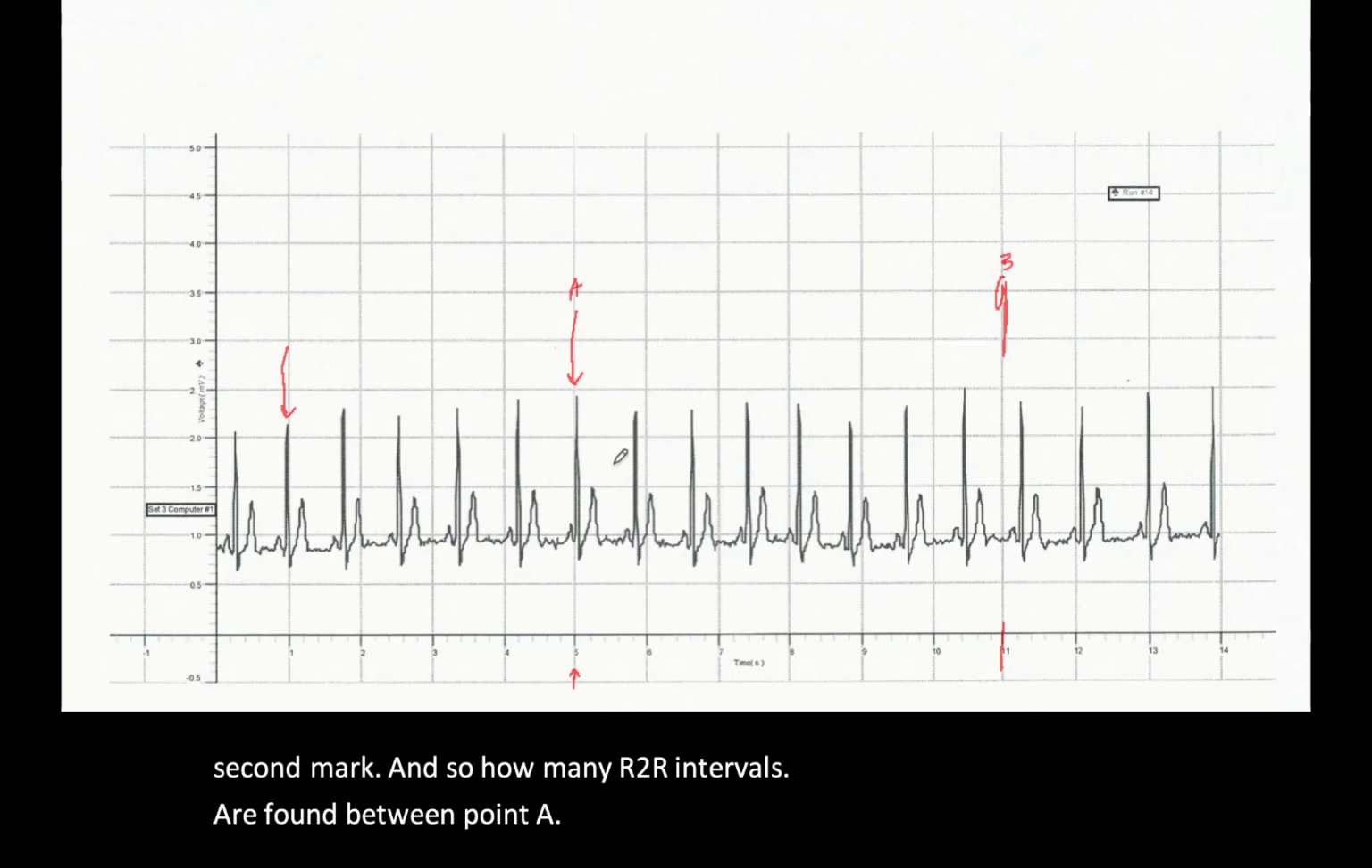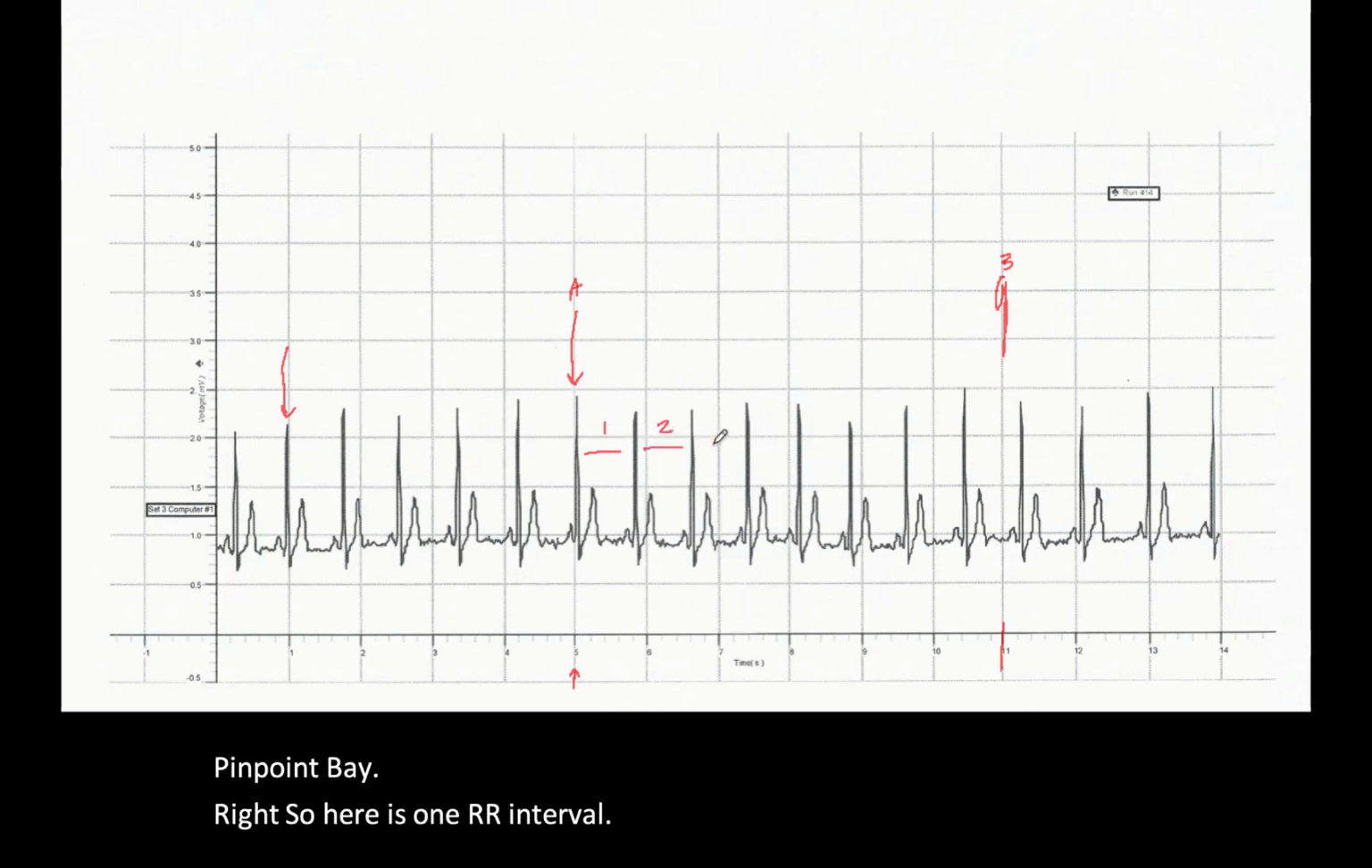and point B? Right, and so here is 1 R to R interval, 2 R to R intervals, 3, 4, 5, 6, 7, and this is right around 0.75. It's about 3/4 of the way through.